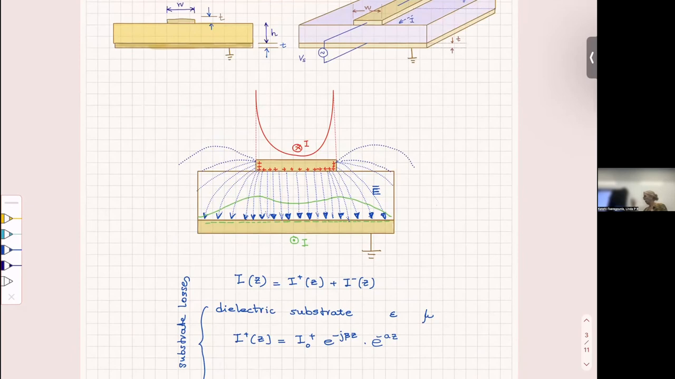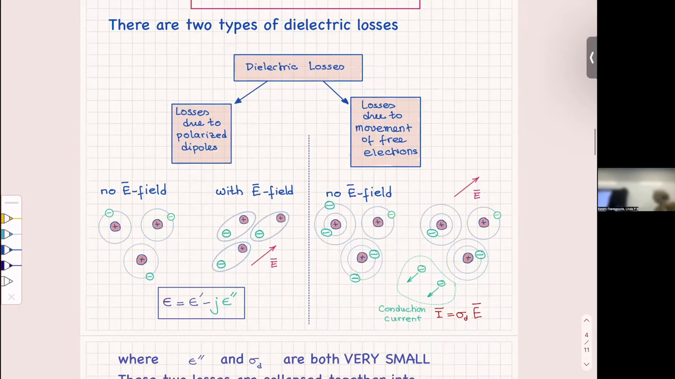So now let's focus on the material losses. When you talk about the material, people can talk about the loss of the material in different ways, and we'll come down to understanding how to talk about it. But physically speaking, there are two types of losses, and I have them here. One is a loss due to polarized dipoles. What is it? This is an atom. Simple, all right? A positive nucleus and one electron in this particular case.